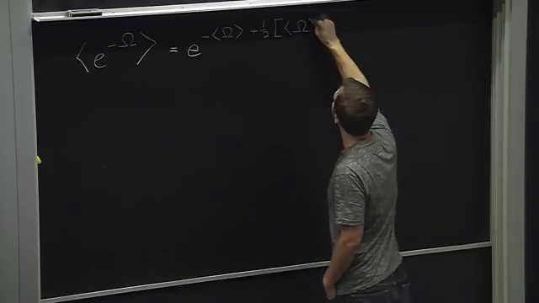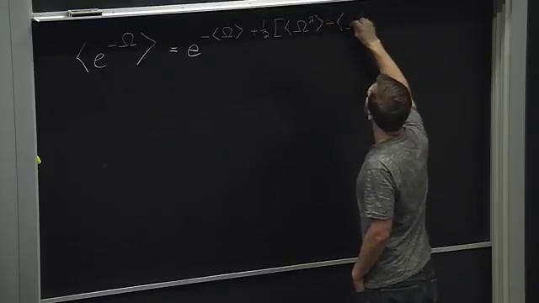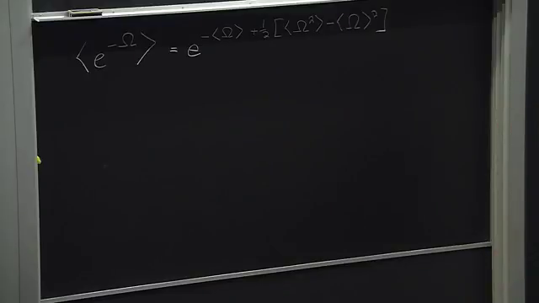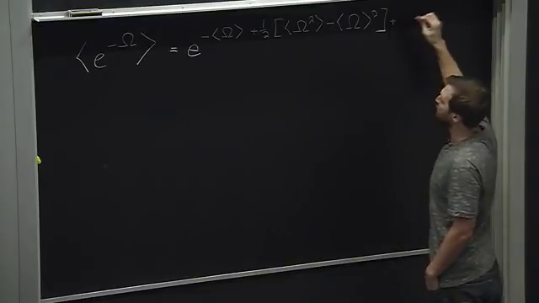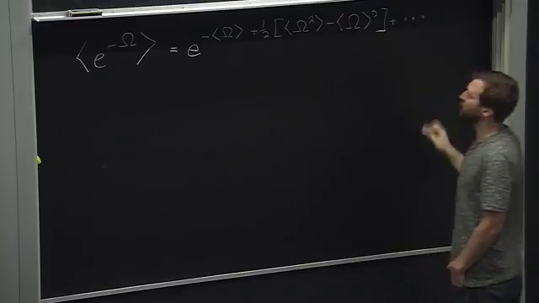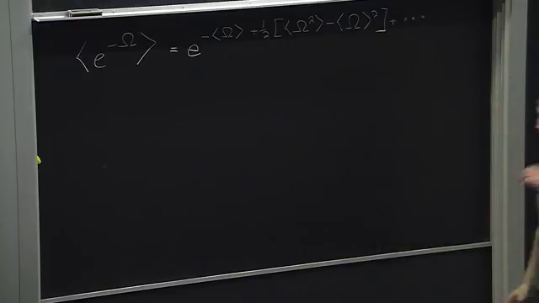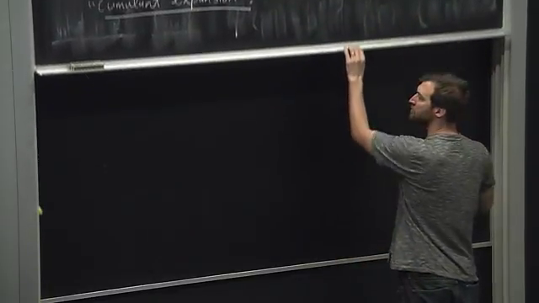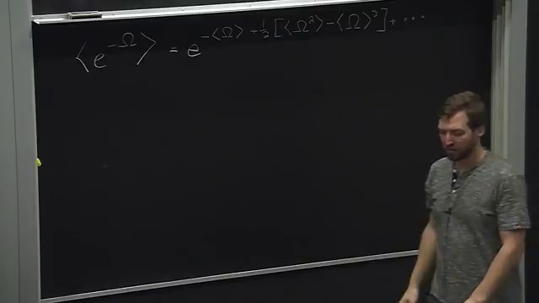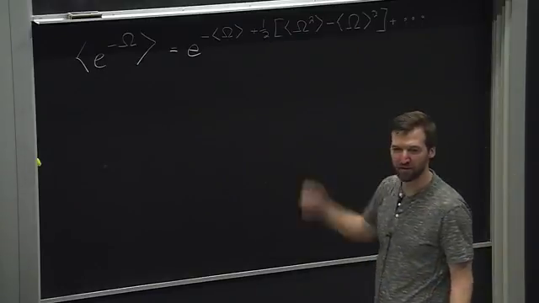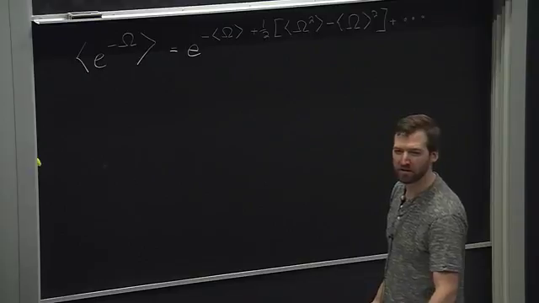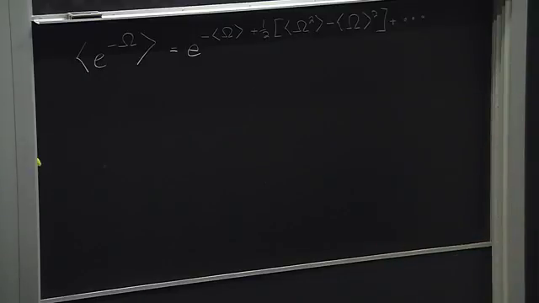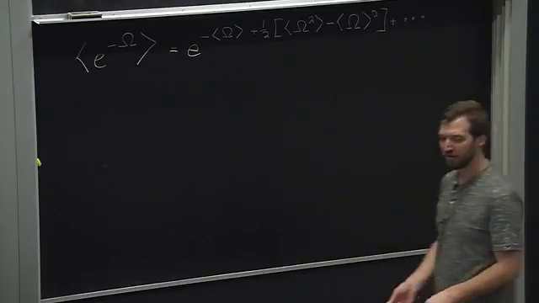It's going to be the expectation of omega, minus the expectation of omega squared squared. That's the second power. And you have higher order ones, which we're not even going to talk about. Where does that come from? Who's seen this before? Who hasn't seen this before? A cumulant expansion. So there's a proof you can do with generating functions, but we're only going up to second order.